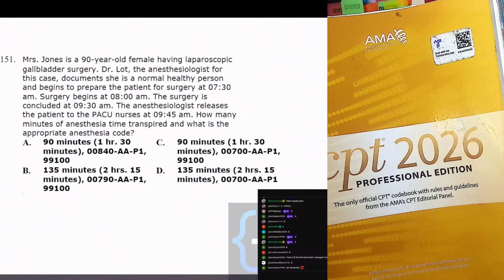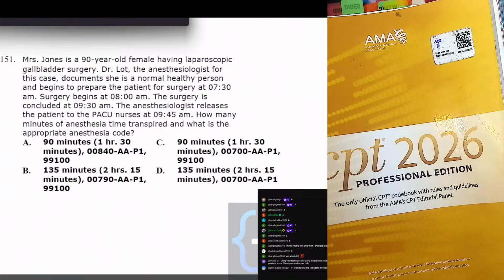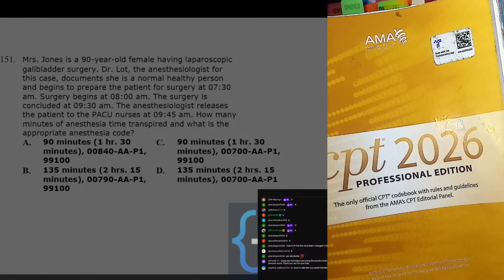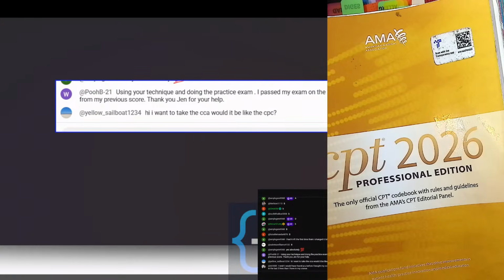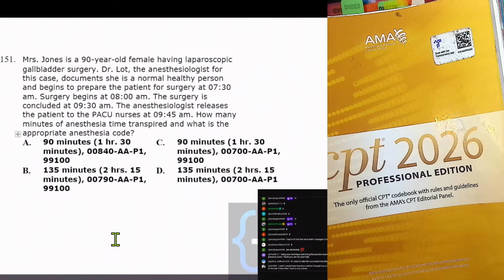Thank you for the 11,000 taps on TikTok. So good to see that number up there. Using your technique and doing the practice exams, I passed my exam on my second try by 10 points. Woohoo! 80. That's awesome. That's awesome, Pooh. So proud. You are very welcome. That makes my day. Just screenshot that. Thank you so much for taking the time to come back and tell me that. So motivational.